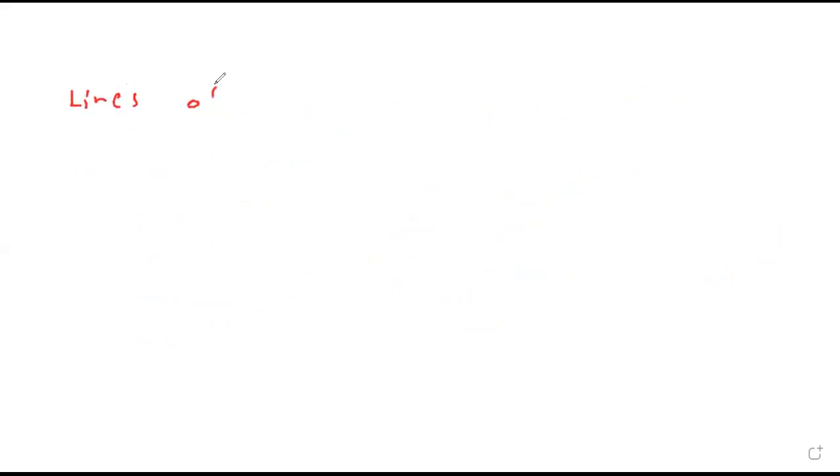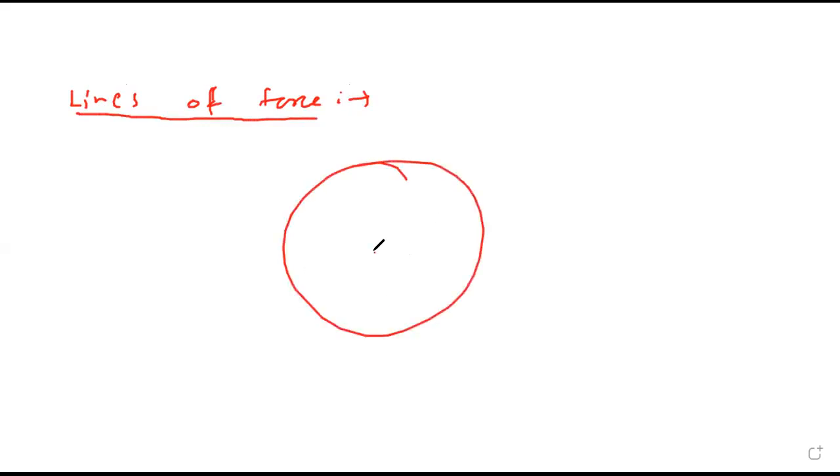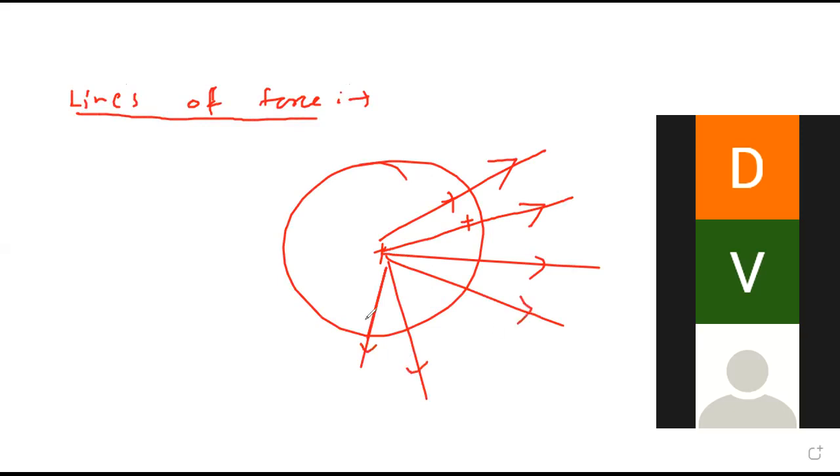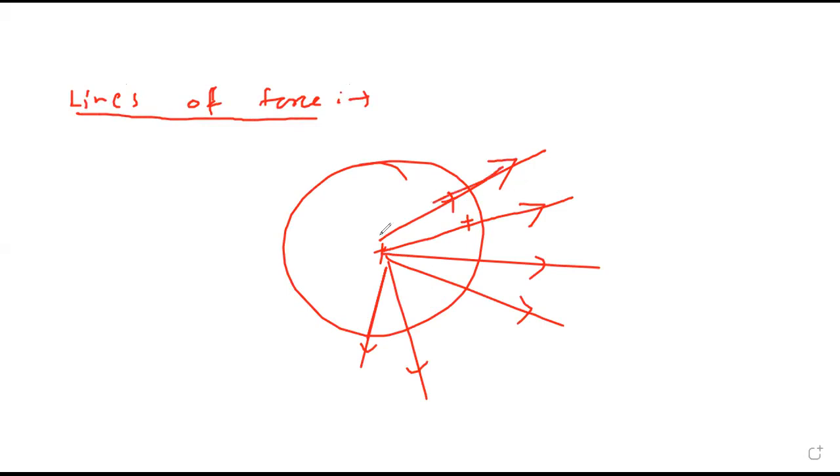Lines of force. If this is the electric field of a positive charge, and I place a unit positive charge here, then it will get repelled along the line joining the two charges. Here also it will repel along the line joining the two charges. This imaginary line along which this charge will move when placed in an electric field is called line of force.